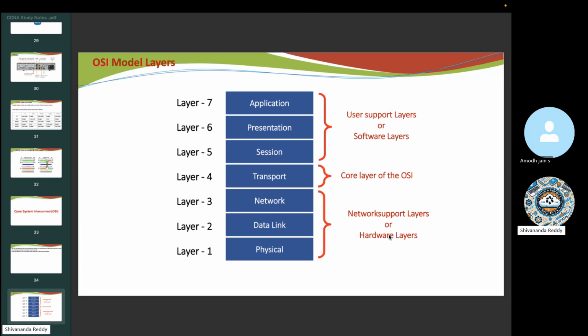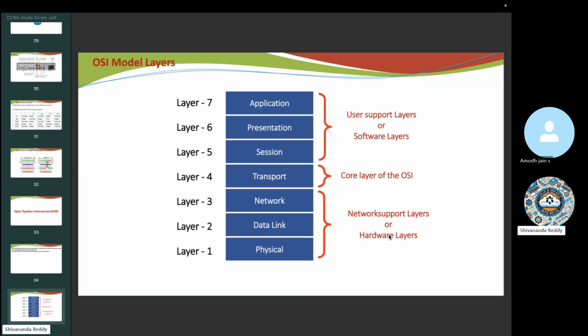So what are those 7 layers? Look at this diagram. The first layer is the physical layer. Second, data link layer. Third, network layer. Fourth, transport layer, then session layer, presentation layer, and application layer. Always remember, while reading OSI layers, you need to read from bottom to top, not top to bottom. So you need to read from layer 1 to layer 7.